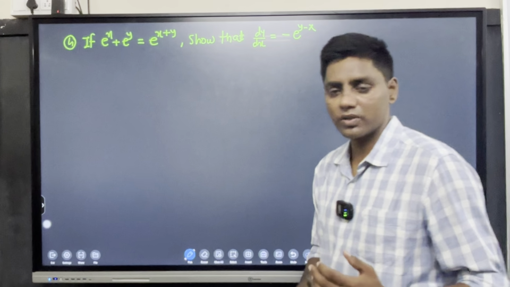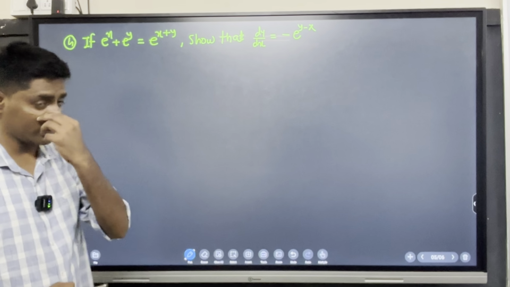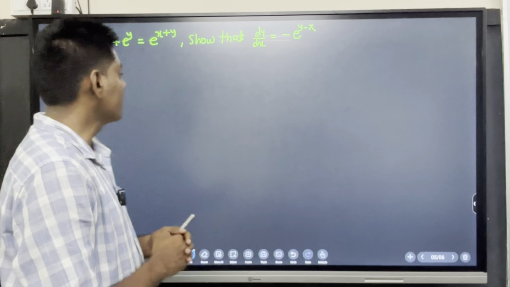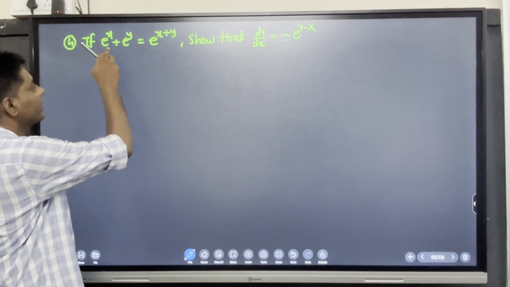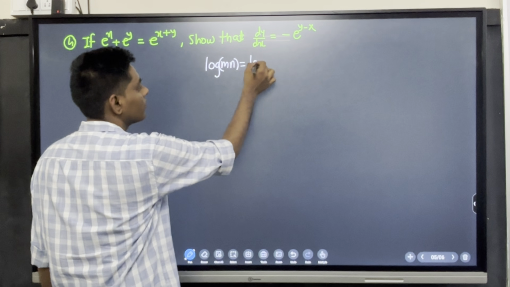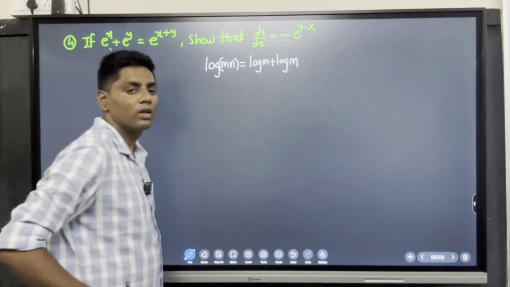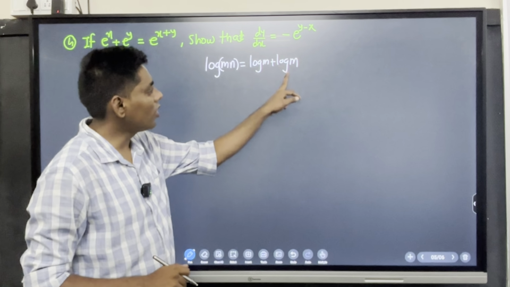So this is the next question, again very easy for solving. Can you solve this question by using function raised to function? No, remember that it is not function raised to function and we cannot solve it by taking log on both sides. So remember the property of log: log of m into n, the answer is log m plus log n. This is simple, log m plus log n.